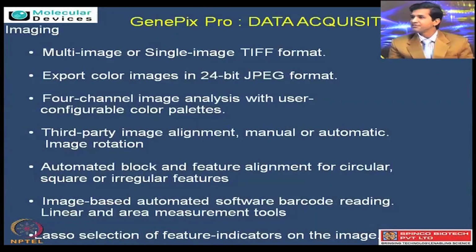As we discussed in brief, the GenePix Pro software is what we are going to use for data acquisition. There are different steps involved in the usual process of bioinformatics. The first one is imaging. Imaging is done in the form of multi-image or single-image TIFF format. We use TIFF format to create the images and export these color images in 24-bit JPEG formats. These JPEG formats only allow one to see, but the basic data processing will be done on TIFF format.